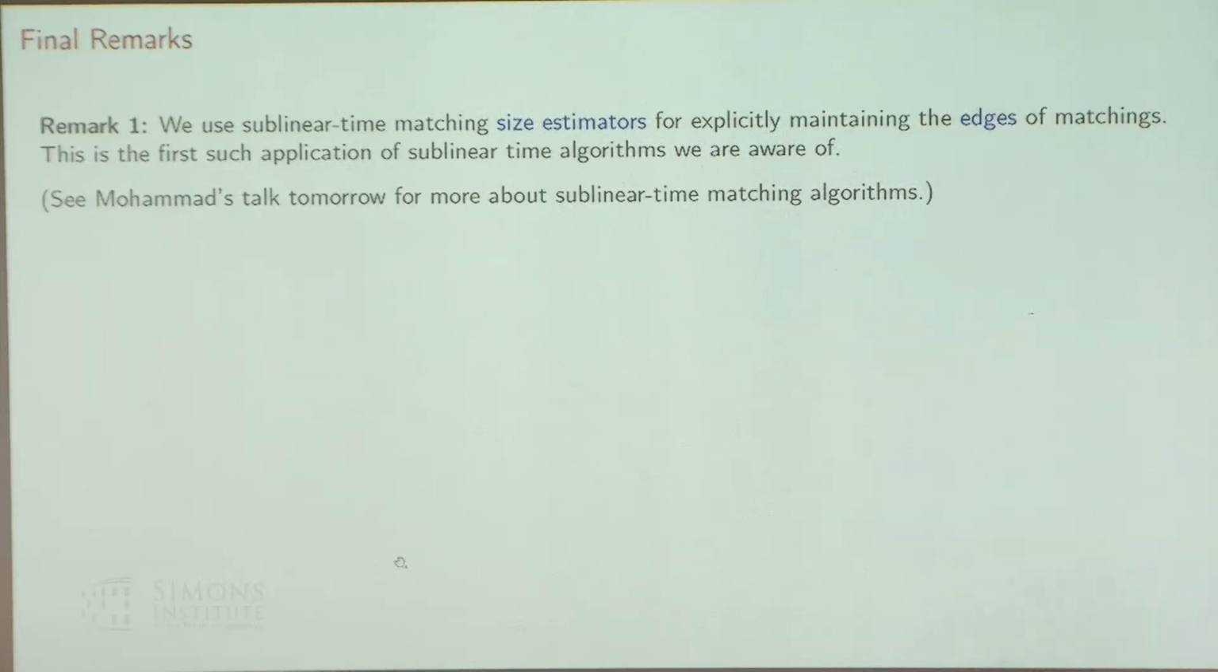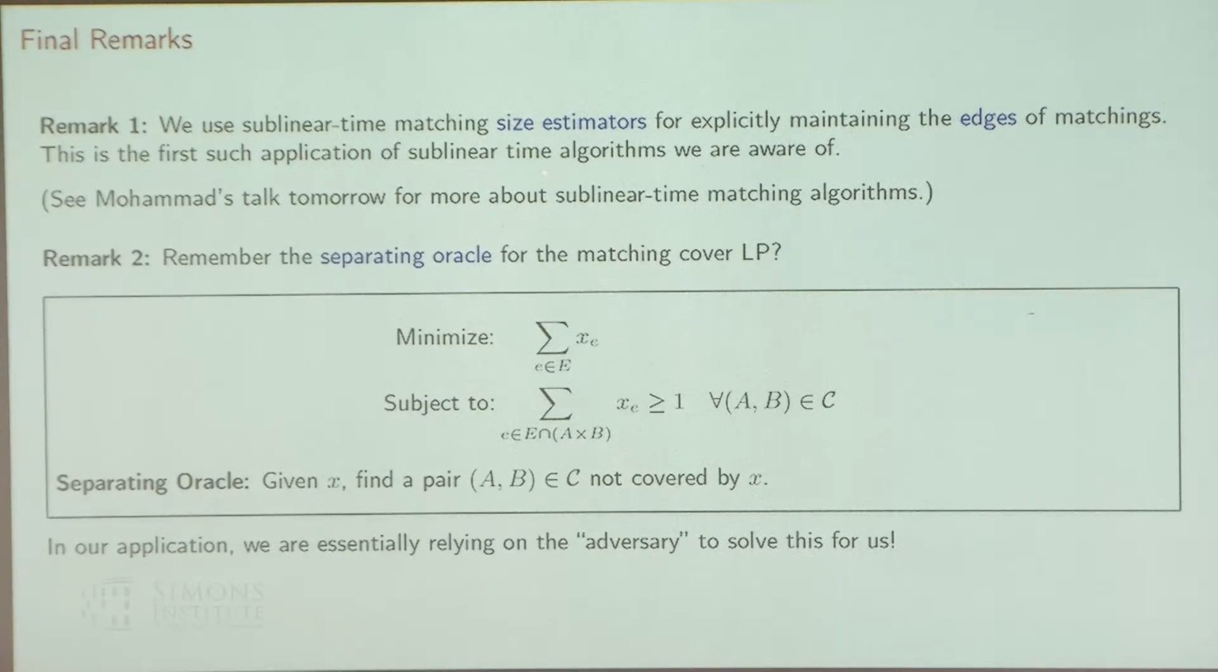So a few final remarks about the algorithm. Sepher will tell you much more about how dependencies on ORS can be achieved. But a few things that I found interesting about this algorithm. First of all, we use the sublinear time matching size estimator for explicitly maintaining the edges of a matching. To my knowledge, this is the first application of these size estimators to actually find a matching. And it's crucial to estimate just the size when you want a sublinear time algorithm. If you want to learn more about these sublinear time matching size estimators, do attend Mohammed's talk tomorrow. He'll tell you much more.